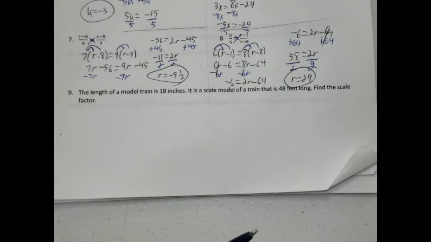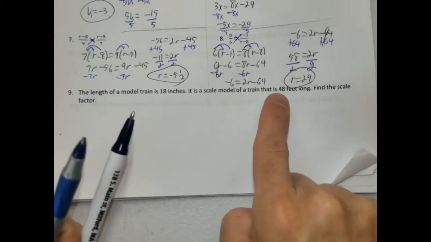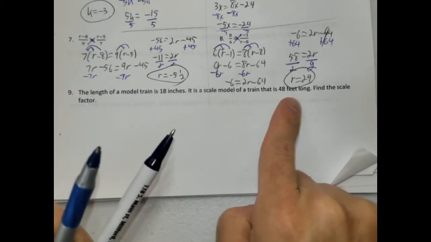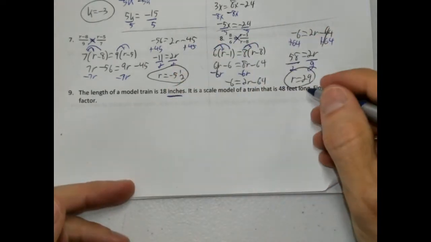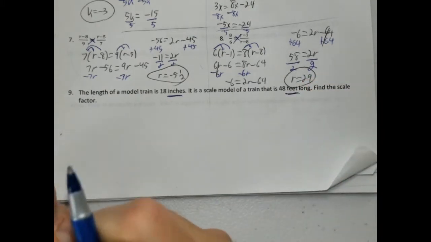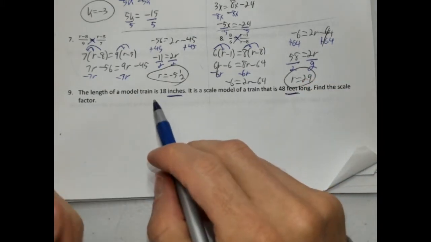Let's see. The length of a model train is 18 inches. The scale model of the train is 48 feet long. Find the scale factor. Okay, so you got to be careful for this. You have to be careful because this is in inches and this is in feet. And it's really easy just to say, 18 over 48.